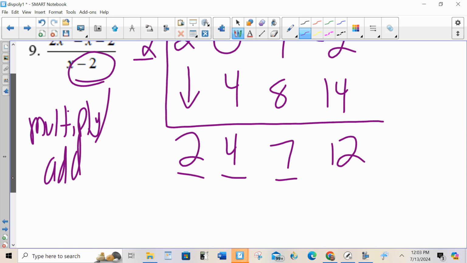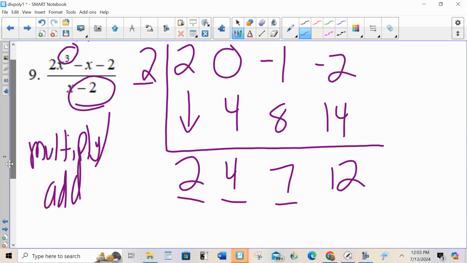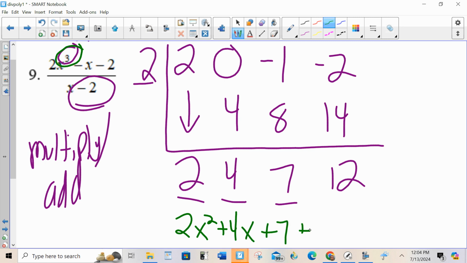Now that I have that, I decrease the original highest power by 1. So if this is x to the third, this is 2x to the second. It keeps on decreasing by 1 as far as the power goes, x to the first. Then my constant, the 12 is my remainder, and my remainder goes over my divisor.